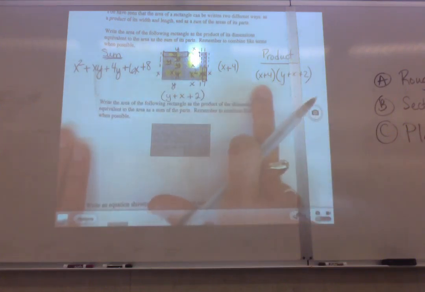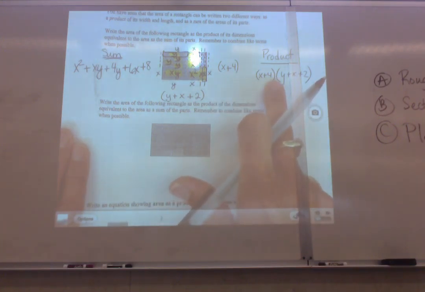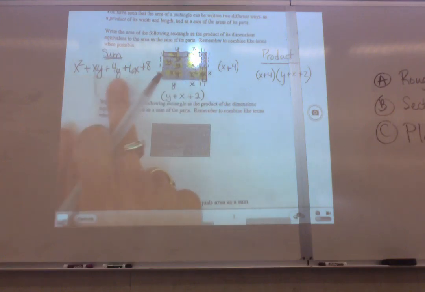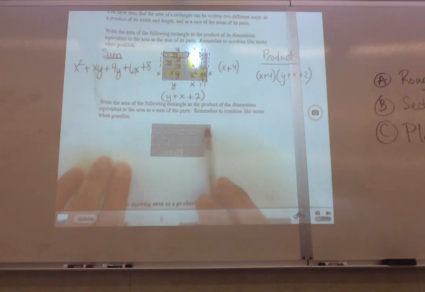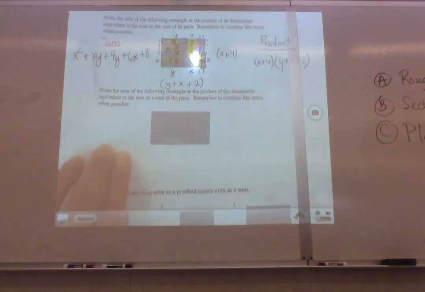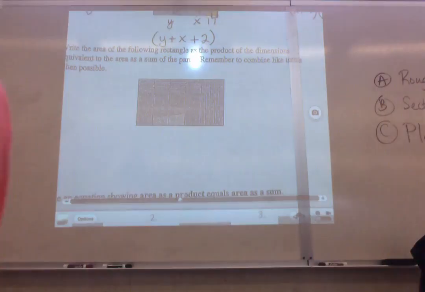This is in product form, length times width, and it shows what you would do to multiply. This is in sum form. You've already multiplied the individual pieces, but then you collected up like terms and added them together. All right? If you have not done that already, please do that for this rectangle shown down below. I'll be walking around. Start by going along the edges and figuring out what the lengths are in the tiles.